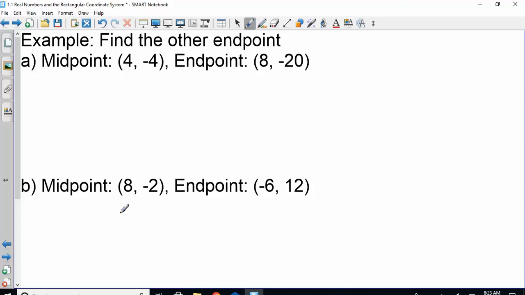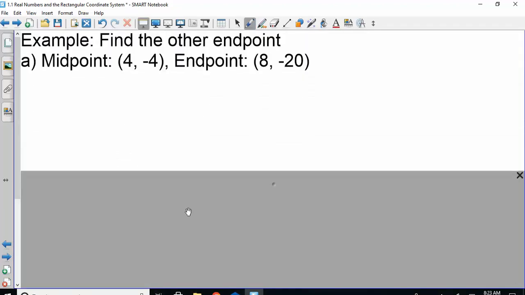All right, let's look at this one. What I am giving you here is a midpoint and one of the endpoints, and I'm asking you to find the other one. There are two ways of going about this. One way is the algebraic way, and one way is reasoning. I will show you both ways and you decide what you like. The first option is to use our midpoint formula.